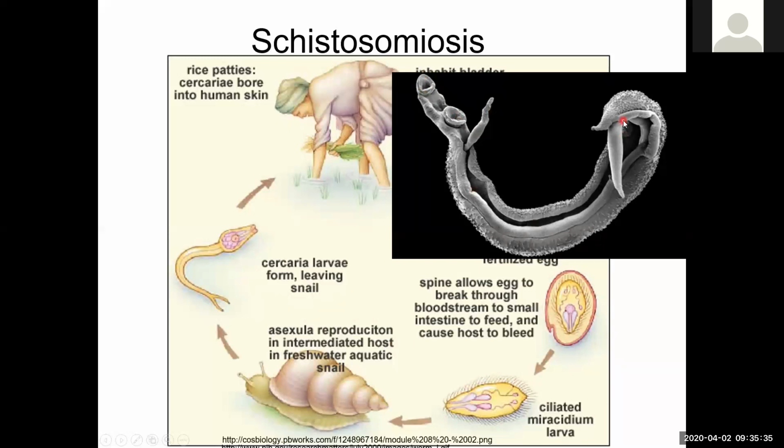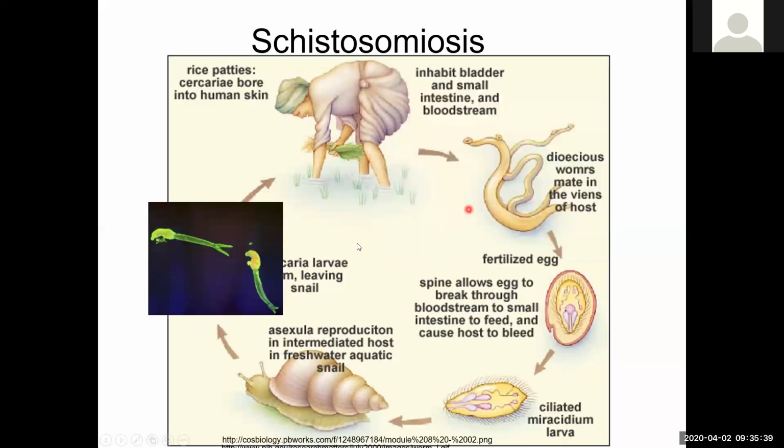Here is an electron micrograph of the dioecious adult worms. There's the male sitting in that groove, and the female has the holdfast devices. This is the cercaria larva, shown with a stain.